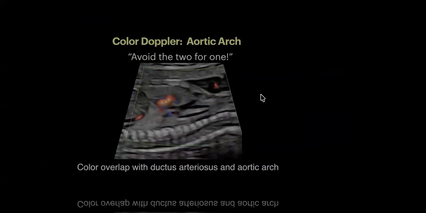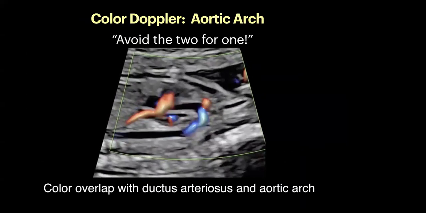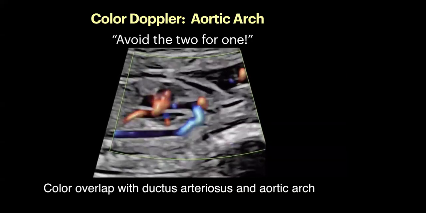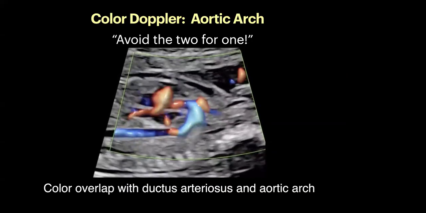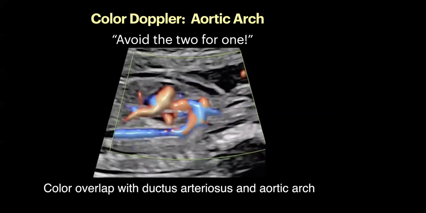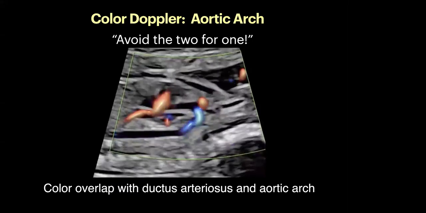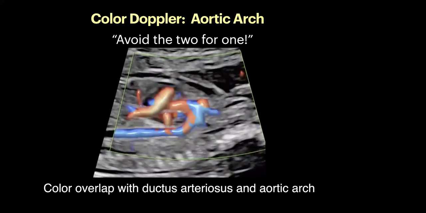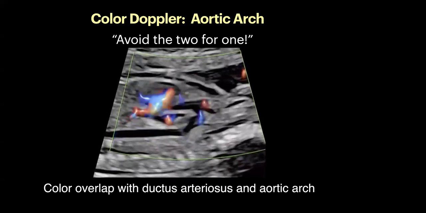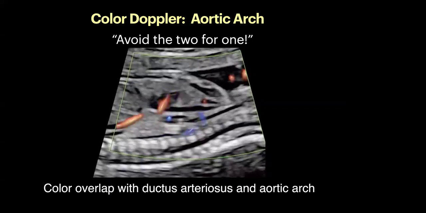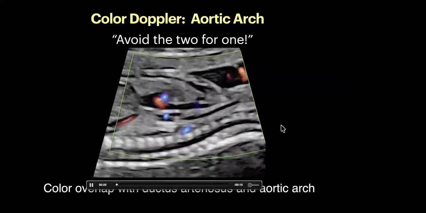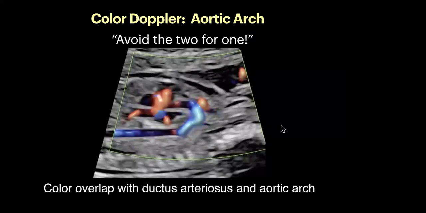Which brings me to avoiding the 2-for-1 special. So those of you who look at the aortic arch, this is where you have color overlap with the ductus arteriosus and the aortic arch. This happens so frequently. It really makes me nervous when I see something like this, where it doesn't help me really see the arch. And in cases of fetuses that are affected with evolving coarctation or possible hypoplastic transverse arch, your ductus arteriosus tends to cover it, and the use of color Doppler does not help. So here's just an example of a case.